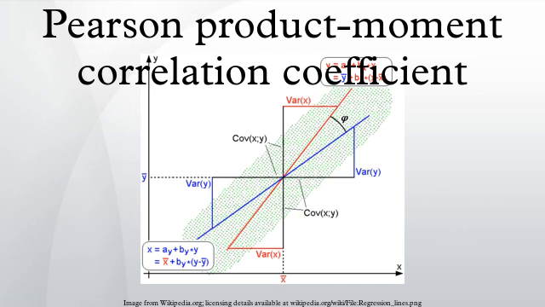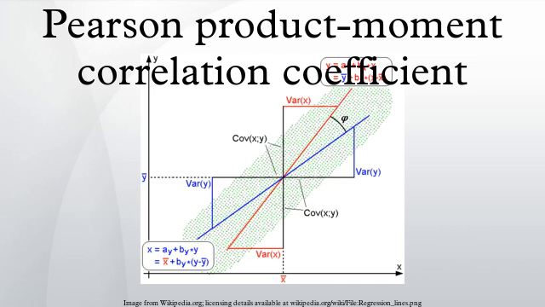For a sample, Pearson's correlation coefficient is commonly represented by the letter r and may be referred to as the sample correlation coefficient or the sample Pearson correlation coefficient. We can obtain a formula for r by substituting estimates of the covariances and variances based on a sample into the formula above. An equivalent expression gives the correlation coefficient as the mean of the products of the standard scores.